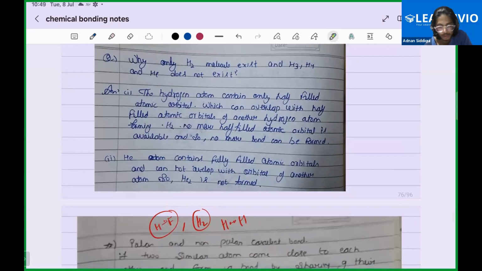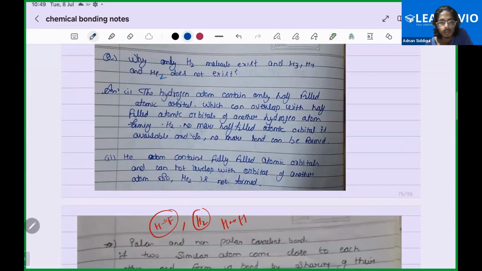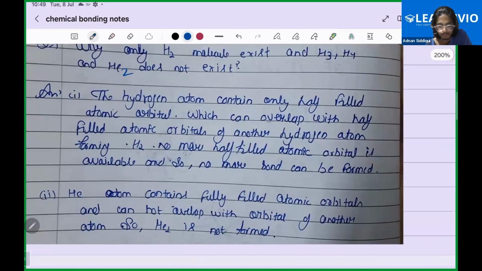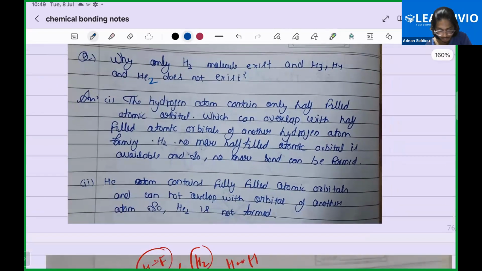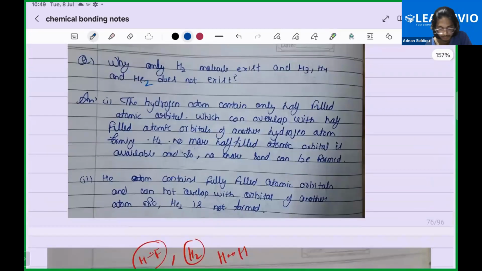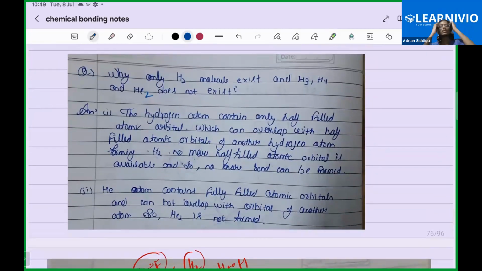Why does only the H2 molecule exist and H4 and He2 do not exist? He2 does not exist. So how can you answer it? I have one question. I'm just wondering, based on this, why metals don't exist as, like, Fe2.